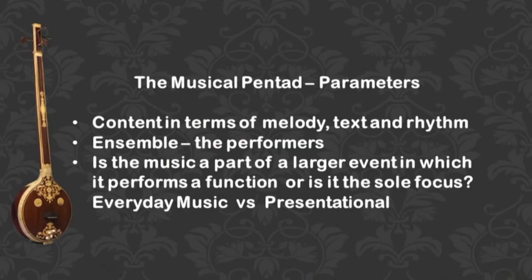Now, given that there are these five categories of music, what are the criteria that distinguish one from the other? What are the criteria that can separate these five categories? If you look at the slide, the first criterion would of course be the content of the music itself. Content in terms of text, melody and rhythm.